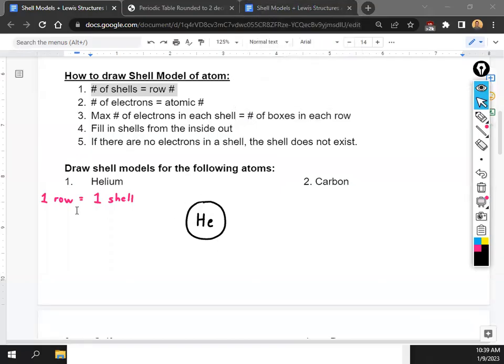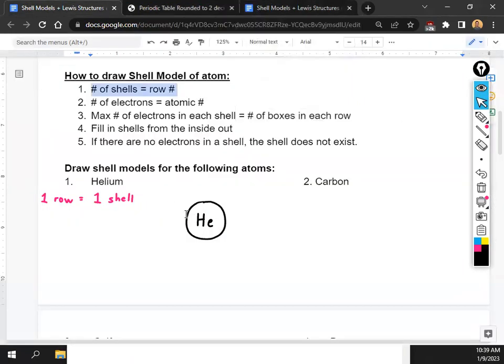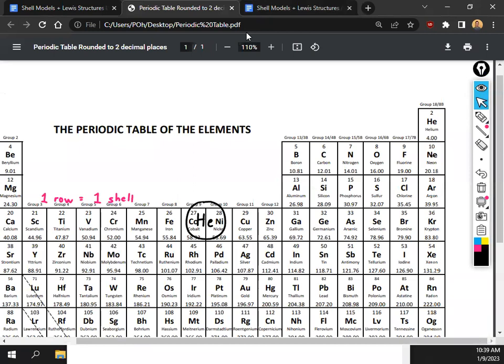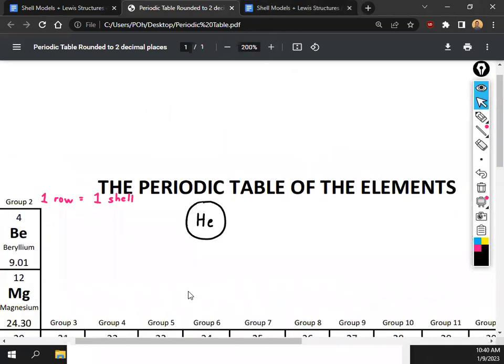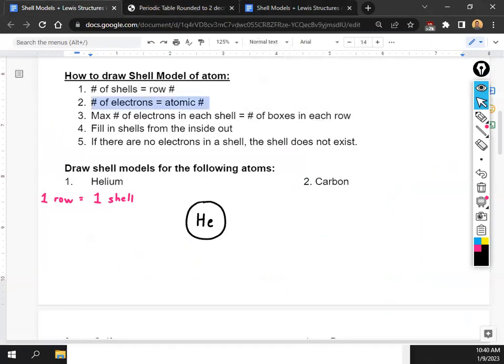Okay, so we got helium. It's in the first row, right? It's in this top row right here. So it has 1 shell. So we just draw 1 circle around it. Okay, super simple. Okay, next thing we're going to do is we're going to count the electrons that it has. And the electrons are equal to the number on top of the box. So if we look at helium, what's the number on top of the box for helium? 2, yeah. So that means helium has 2 electrons. So let's jot that down on our paper as well. Okay, it's going to have 2 electrons.